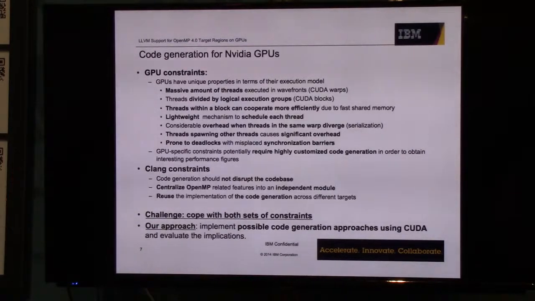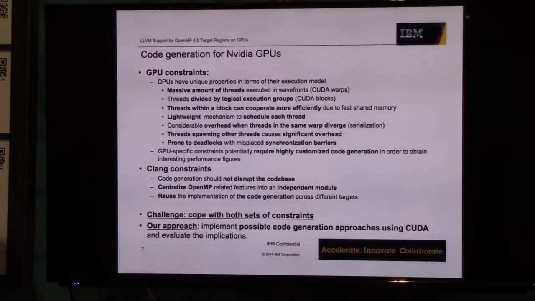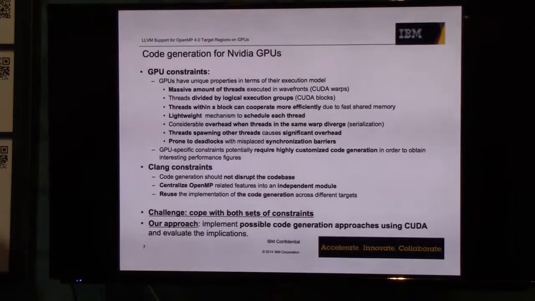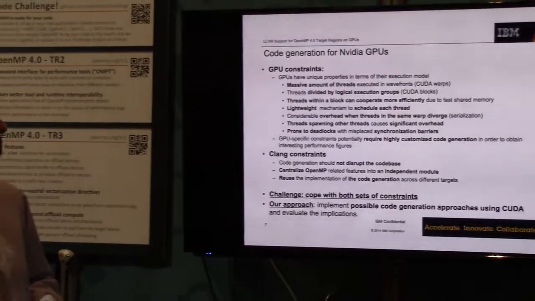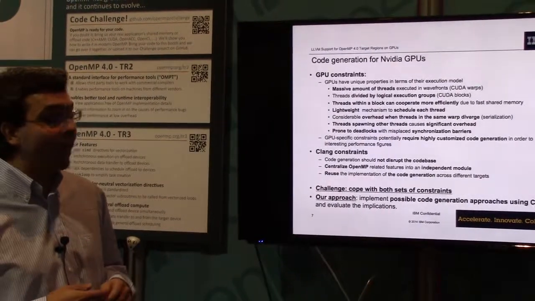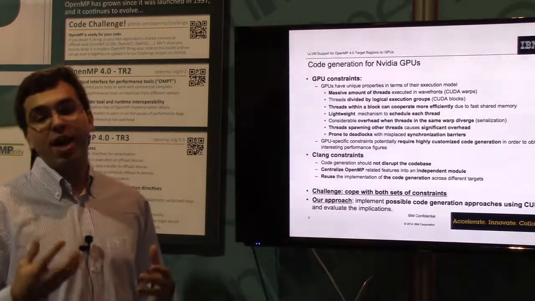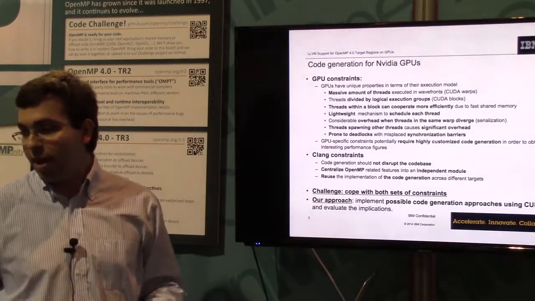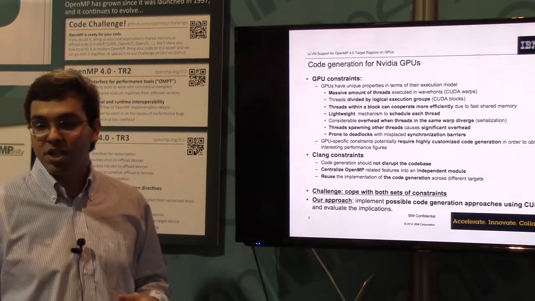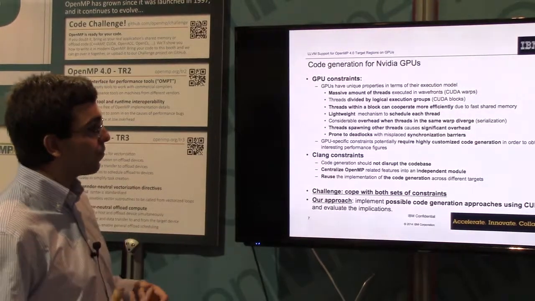So another nice thing about the GPUs is that we have this huge amount of threads, but the scheduling is really lightweight, so it doesn't cost a lot to switch between threads. One thing that is not very good is that having one thread spawn many other threads poses a huge overhead in terms of execution latency.